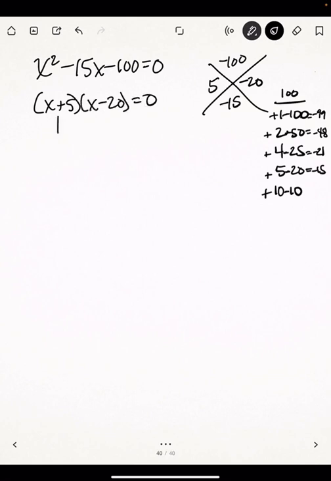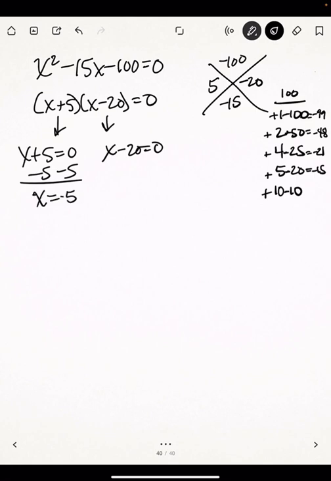And then we just need to set both of these binomials equal to 0 and solve for x. So we're going to subtract 5 from both sides on the left for the first one and get x equals negative 5 for the first one. Over here, we're going to add 20 to both sides and get x equals 20. And that will be our solutions for these problems.